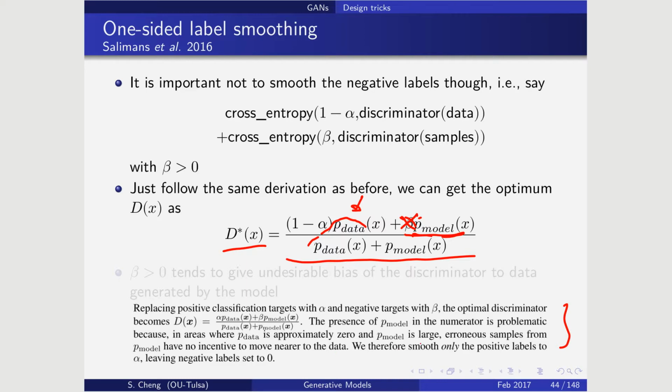If p model is large, samples from p model will have no incentive to move near the data. We smooth, so in the sense you basically won't have any weight to the... so basically when this is small, in the sense. Anyway, the lesson learned here is just don't do it.